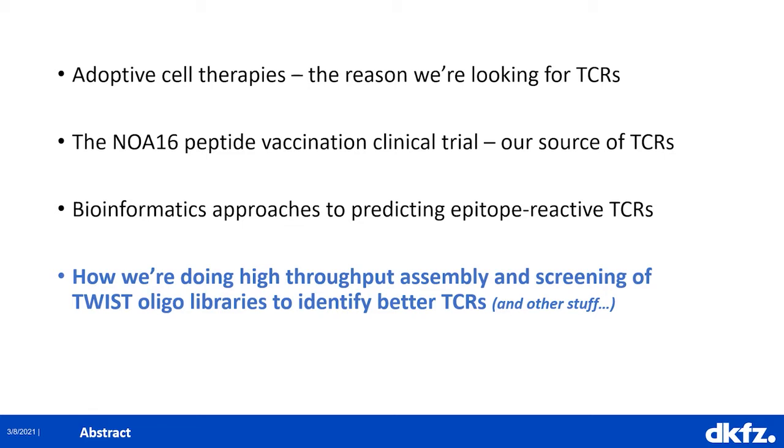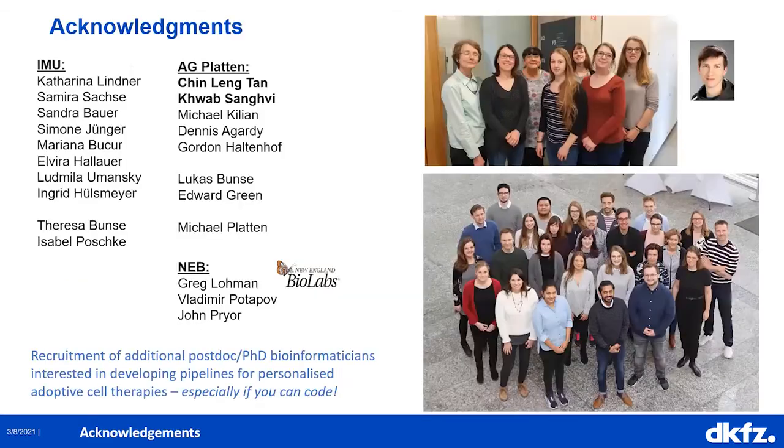So I'm going to touch a little bit more on our bioinformatics processes of pulling out these TCRs from patient repertoires. But then, as this is a talk about writing the future of cancer research, we'll talk a little bit about how we're using high throughput assembly and screening of oligo libraries and how this is really helping us scale things up.